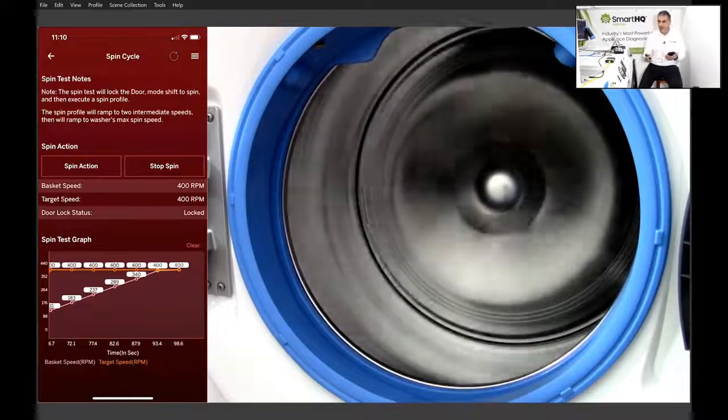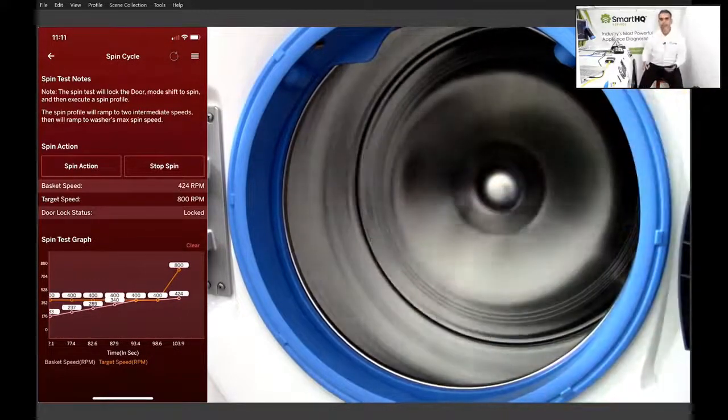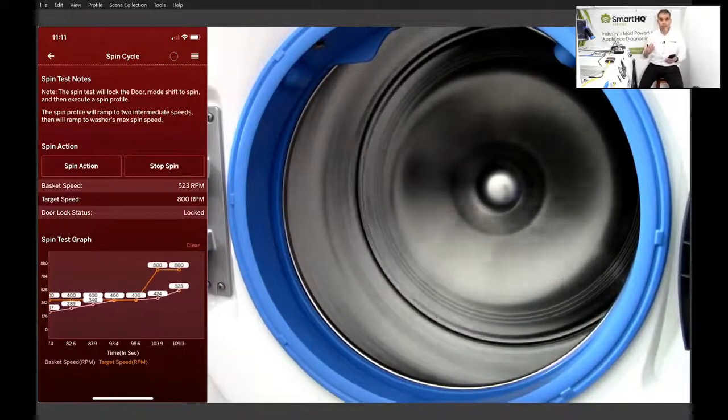So we're at 400. You can see this thing is already flying. I can kind of feel the wind here. Again, don't try this at home. I'm a trained professional, okay? Always do this with the door closed.